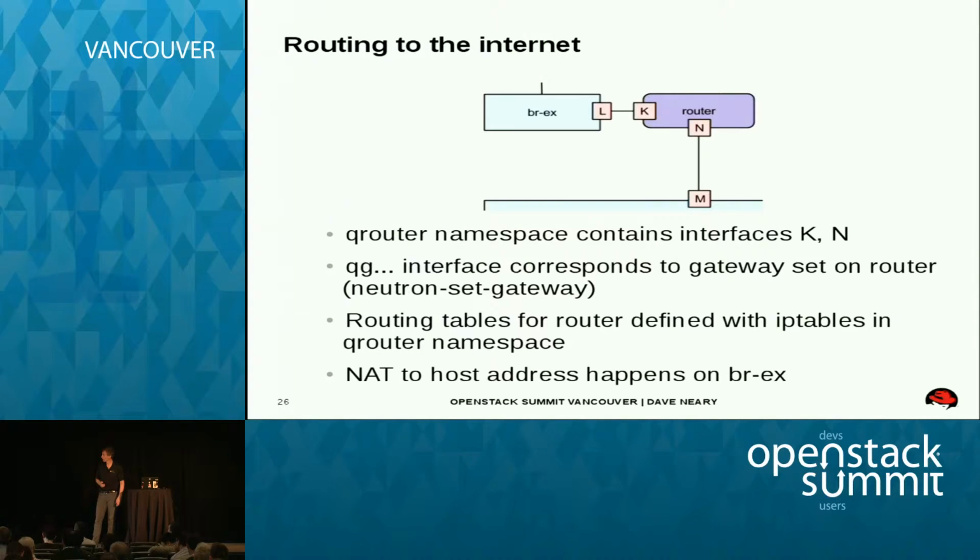On the routing side, we get to the router, which is essentially a set of routing tables, IP tables, and the traffic is sent on to BRX. So this is where we do the NATing that happens on BRX. So if you've got floating IPs, I think it's handled there. Correct me if I'm wrong. I'm right? Good. So the routing tables for the router are defined just with normal IP tables on the control host and in that namespace.